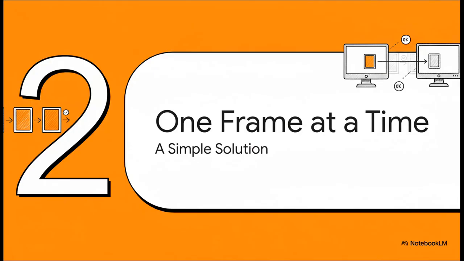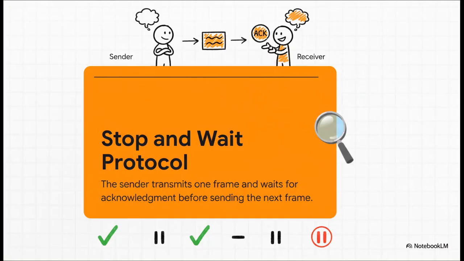Okay, so if just blasting data out doesn't work, what's the most logical first fix? Well, you slow down. Let's try taking it just one piece at a time. And that brings us to the stop and wait protocol. Think of this as the complete opposite, the super polite conversationalist. The sender sends exactly one packet of data, a frame, and then it just stops. It literally waits until it gets a message back from the receiver that says, "Yep, got that one." That message is called an acknowledgment, or ACK.